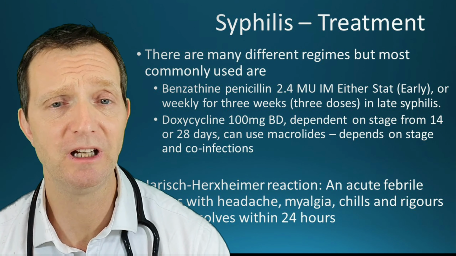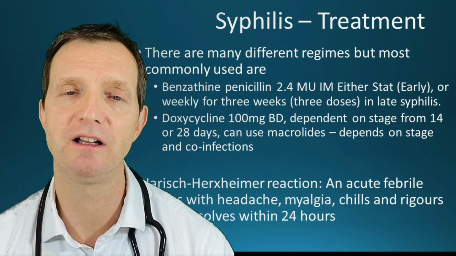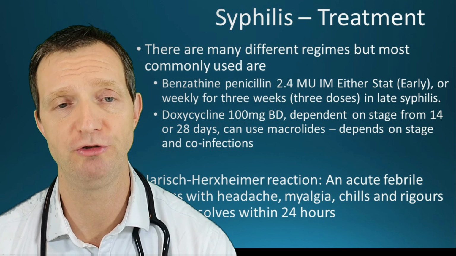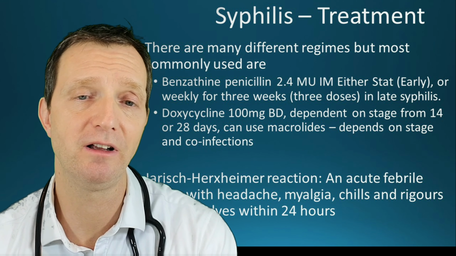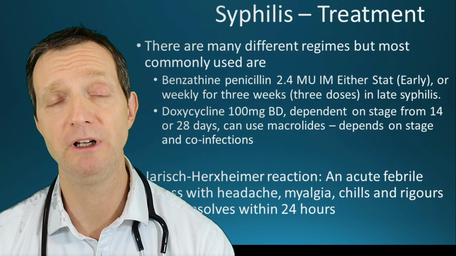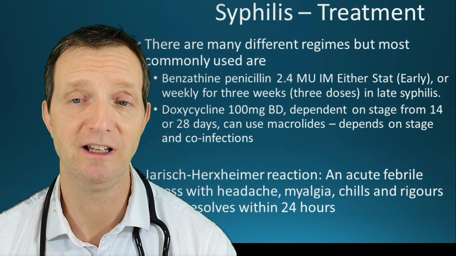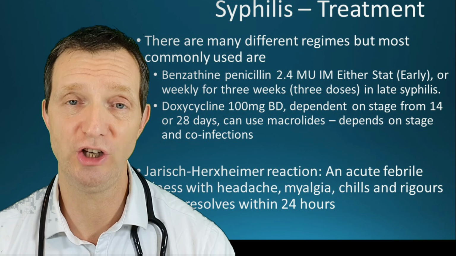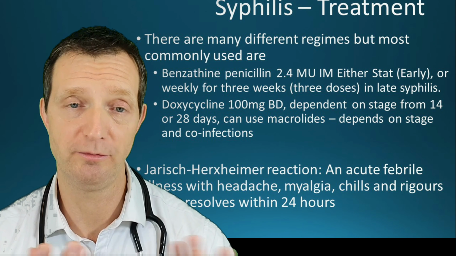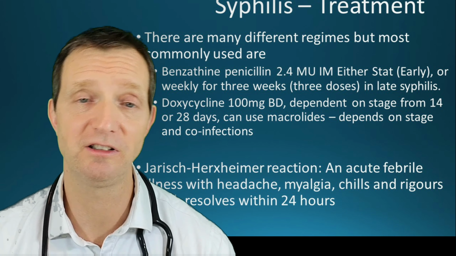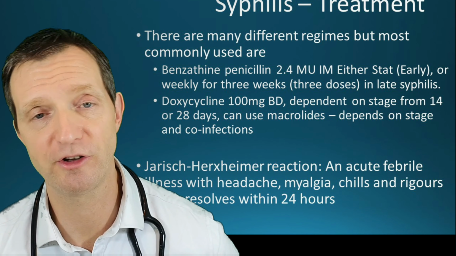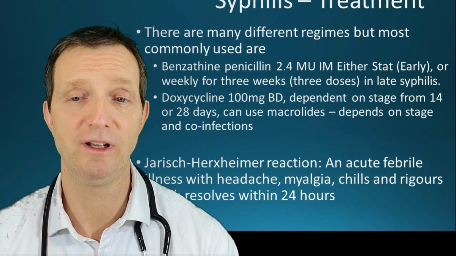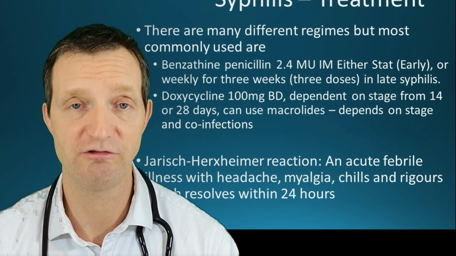In terms of the treatment, there are many different regimes, and guidelines across the world have all these regimes. The most commonly used drug is benzathine benzylpenicillin, 2.4 million units given intramuscularly. A stat dose of 2.4 is given in early syphilis, and it's usually a lot of penicillin, so it's split into 2 doses, 1 shot in the right buttock, another shot in the left buttock. But if it's late syphilis, you get that dose weekly for 3 weeks.